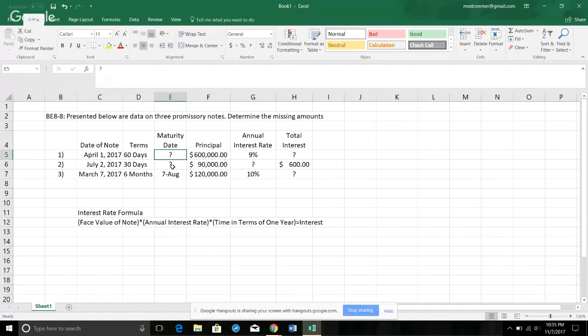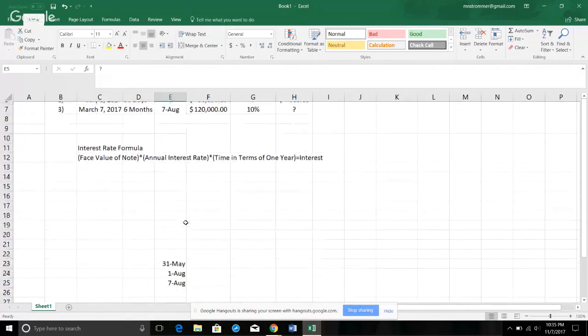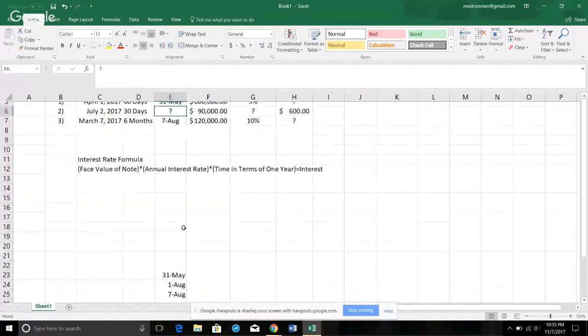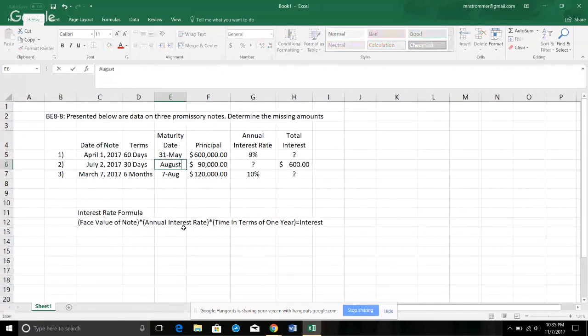And then for the next two, for the days, it's a little different. For this one, we just have to count 60 days from April 1st, for example, from the first note we have. Counting 60 days into the future, it ends up being, let me see, the answers down here, May 31st. And then for the second one, going out 30 days from July 2nd is going to be August 1st.